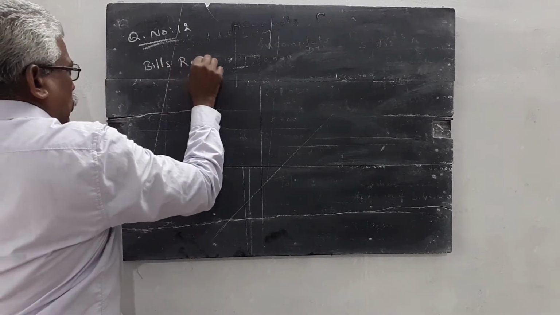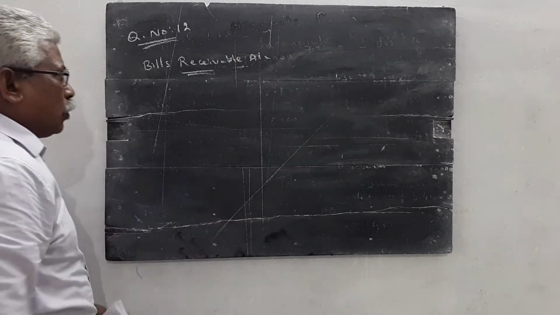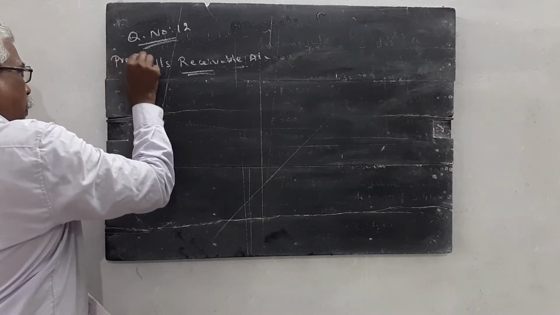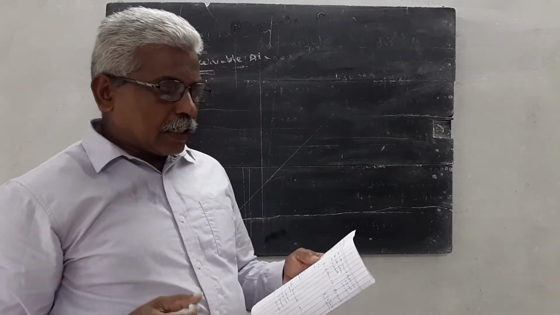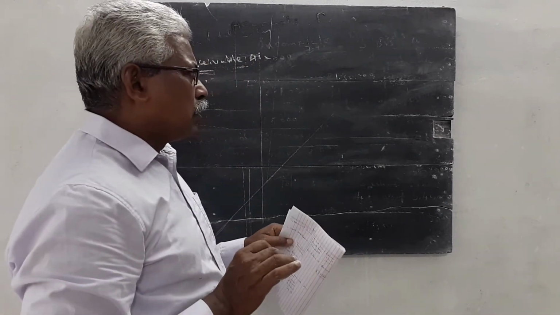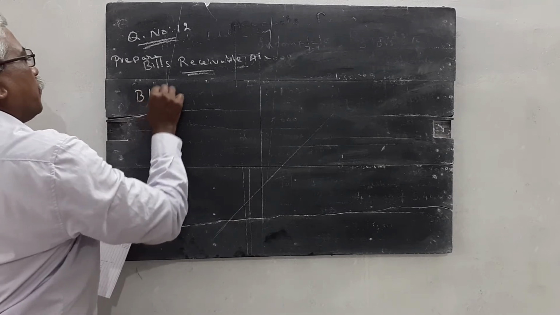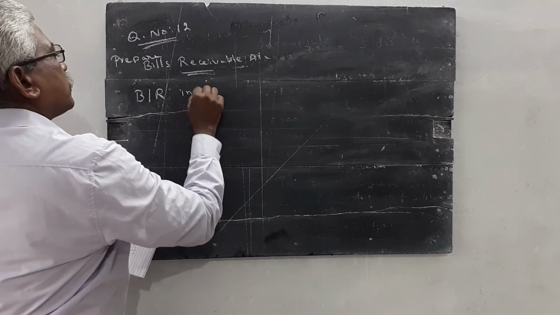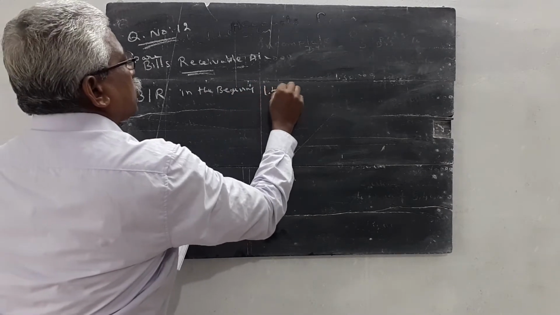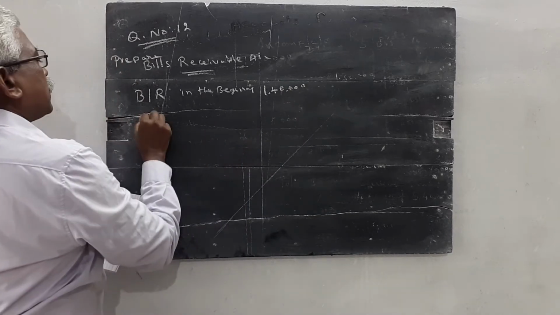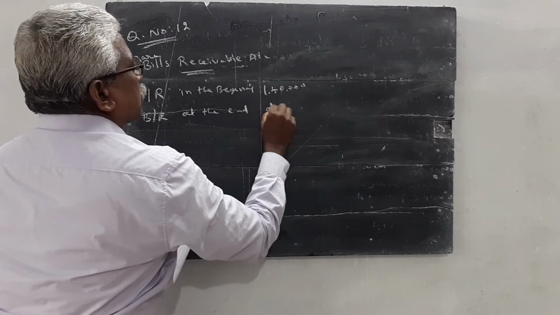The bills receivable account and the sundry debtors account are more or less the same, with slight differences. So anyway, I write the question. Bills receivable in the beginning 1,40,000. Bills receivable at the end 2 lakhs.